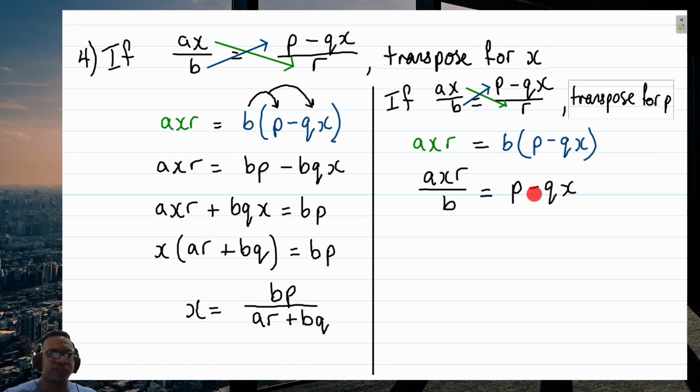Now I'd move this negative qx across the equal sign. And when this qx goes across, the sign in front of the qx will change from negative to positive. So I'll have axr over b plus qx is equal to p. And that's your answer.